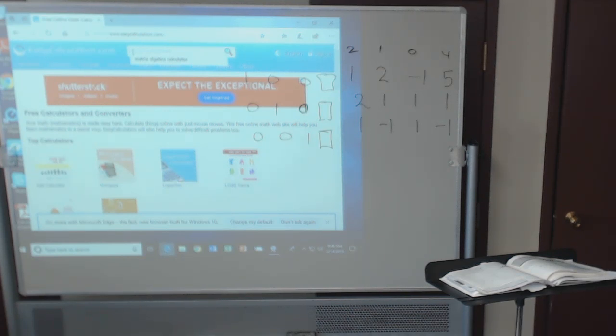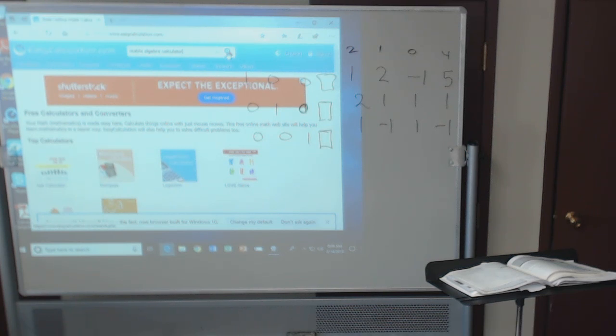Matrix, algebra, calculator. You want to write that down? Oh, there it is. Matrix, algebra, calculator. Because I searched for it once before you got here, so it'd be on the computer. Everybody have that written down? What was it?